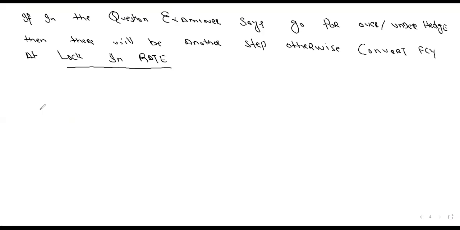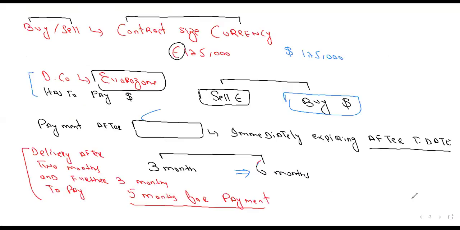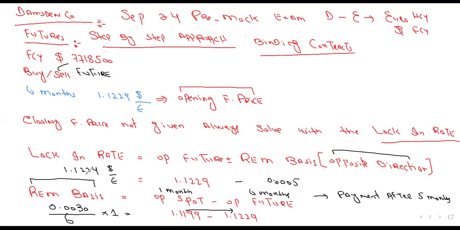As in this question, there was no calculation for over or under hedging. So you will tell the examiner that the last step will be the expected payment. How much will that be? We have to pay the dollars 7718500, and the lock-in rate is $1.1224 per euro. So divide by this rate.